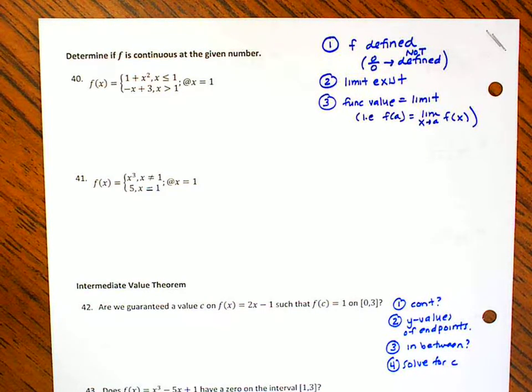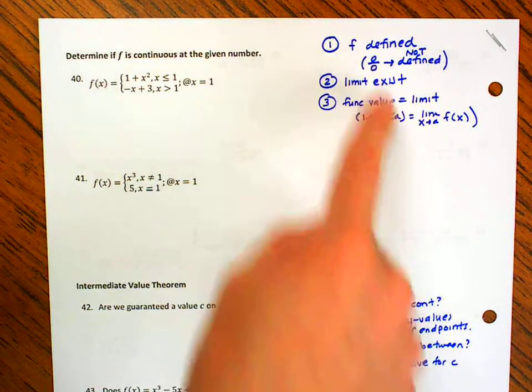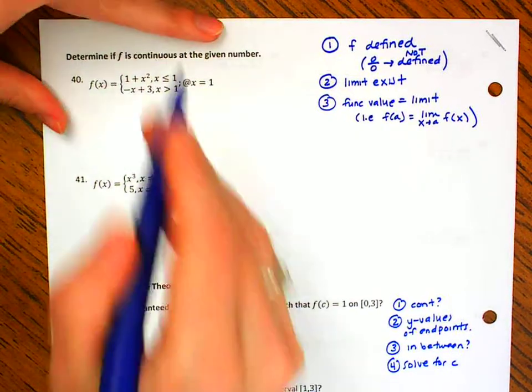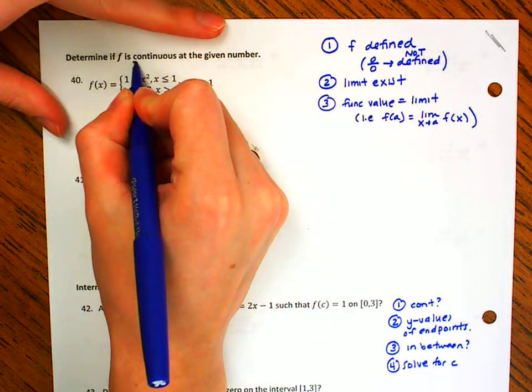So in my Blue Day classes, I went through and wrote these things anyways. Let me repeat kind of what's happening. For 40 and 41, it's asking the question, determine if f is continuous at the given number.